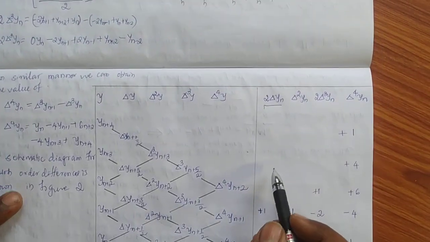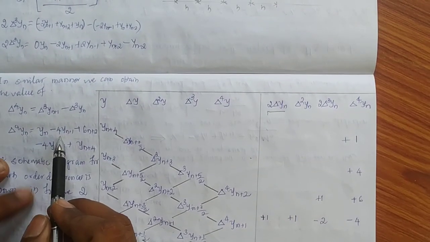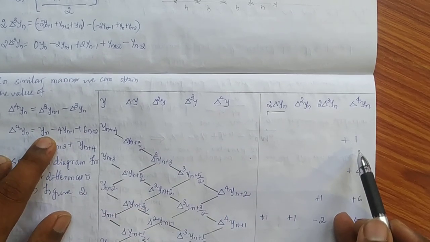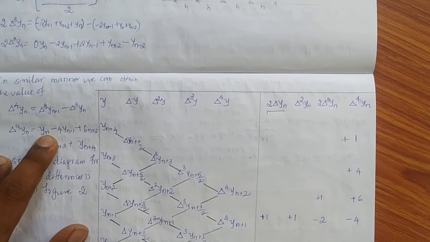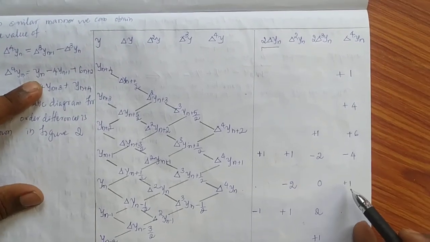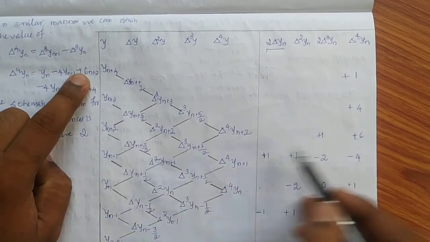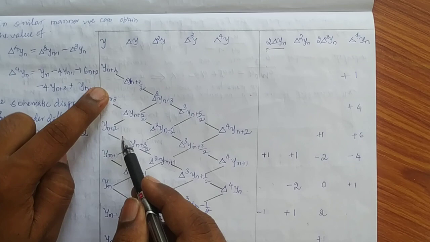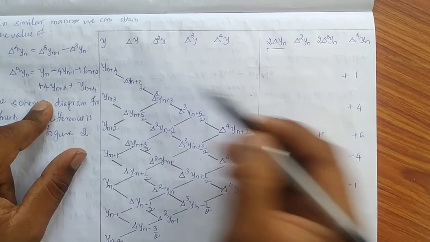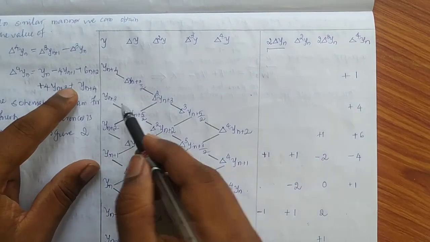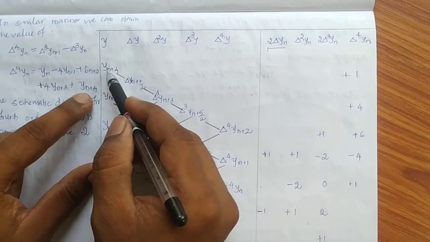Finally, the highest value you can get it like this. Delta to the power 4 yn is equal to yn minus 4 yn plus 1, next plus 6 yn plus 2, next this should be minus 4 yn plus 3, and plus yn plus 4.